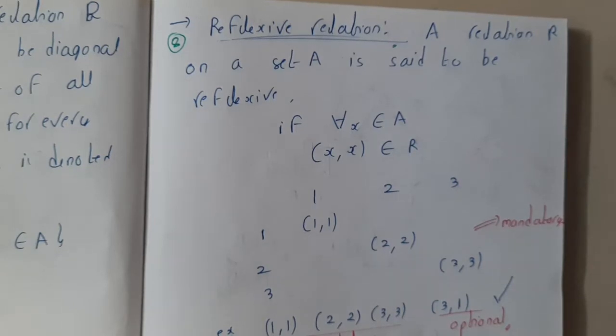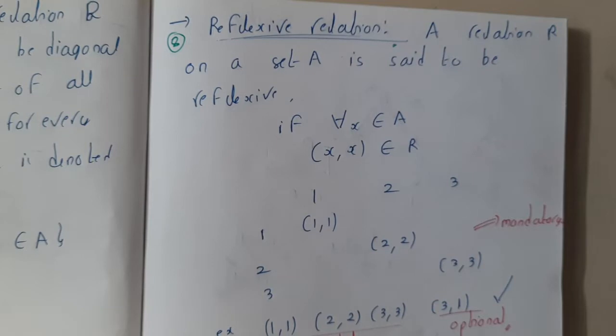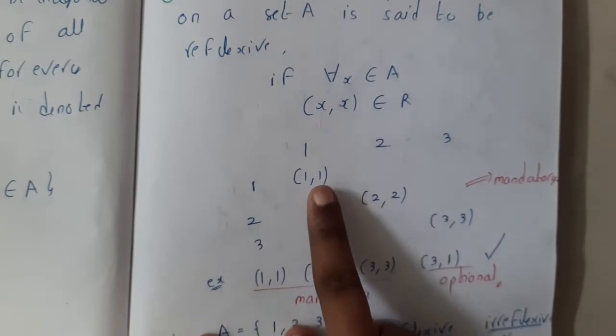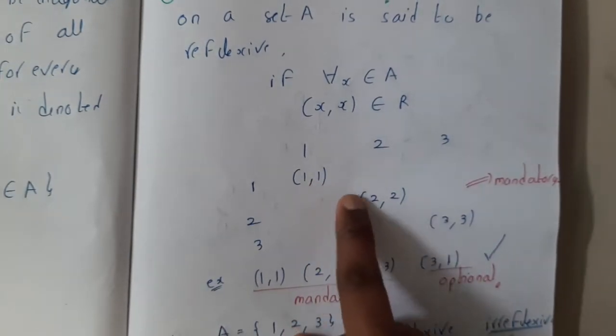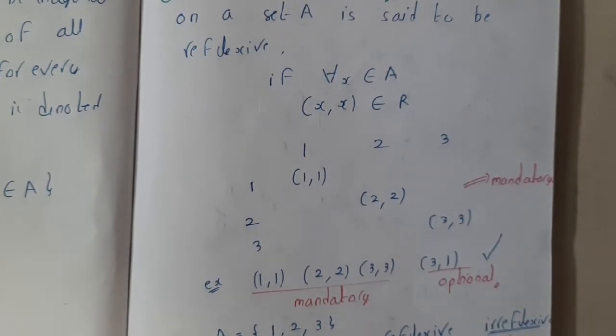In this lecture, let us go through the next topic, that is reflexive relations. Reflexive relation is a continuation of diagonal relation. In the last lecture we discussed the diagonal. So what is compulsory in diagonal? These diagonal elements should be there, nothing more, nothing less. Reflexive is a friend of diagonal, so in that way you can assume.